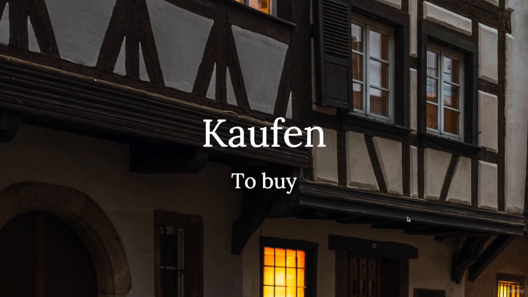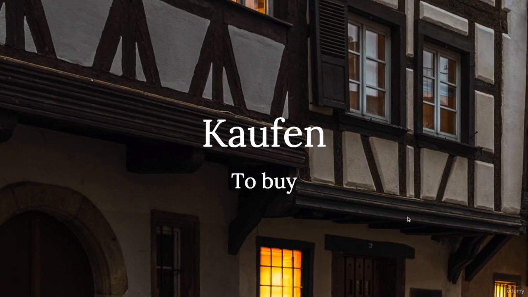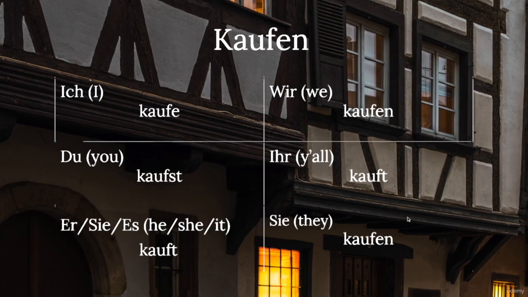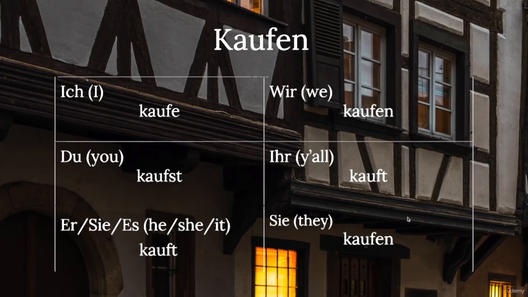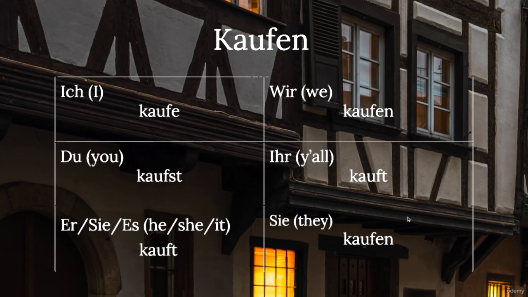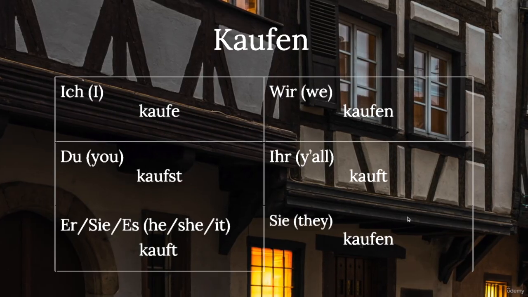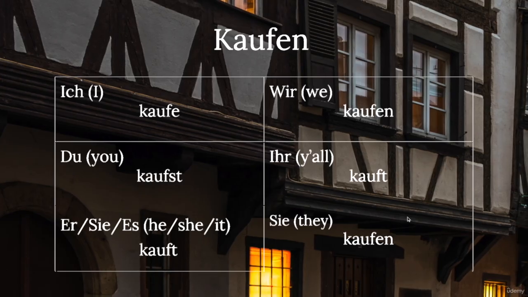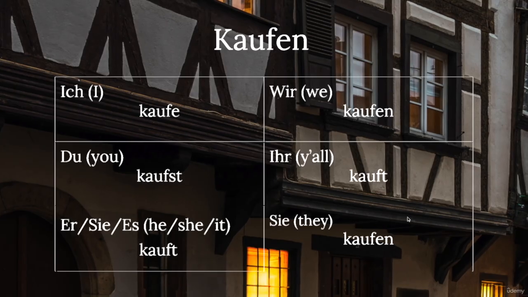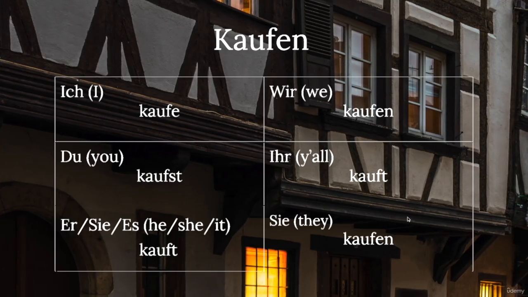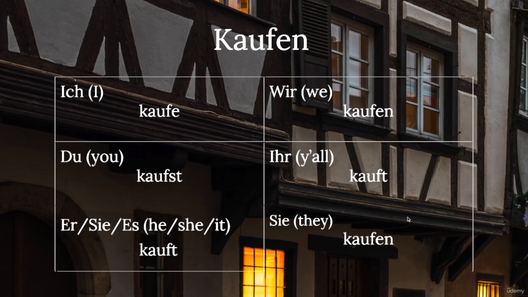The verb to buy means kaufen. And you can use it in the following way. Ich kaufe. Du kaufst. Sie, es kauft. Wir kaufen. Ihr kauft. Sie kaufen. It's a normal verb, just like we are used to.